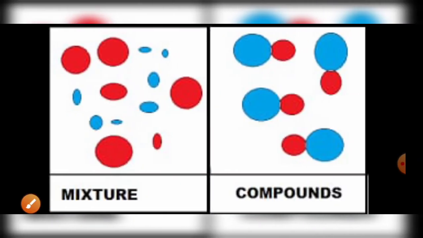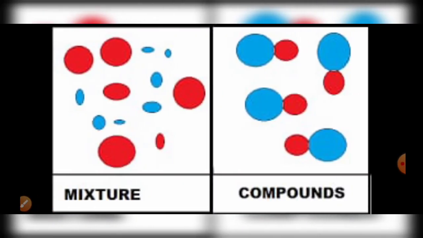Okay, next we go to how mixtures and compounds will be presented. See here, some of these particles are there. They can be of different structure and size, but in compounds you see similar atoms or molecules are present. That is known as a compound.